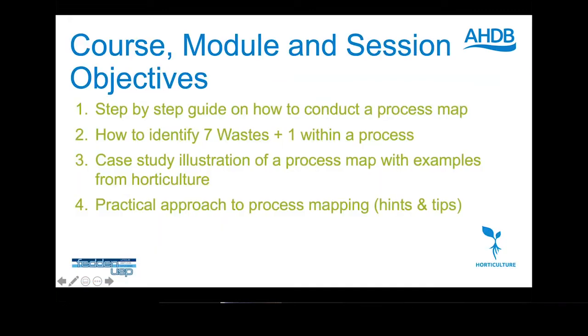Just a bit of a reminder of the course itself and the objectives of what we're trying to do. So basically, we're going to give you some practical hints and tips as to how you can carry out productivity improvements within your businesses. And what we're going to do is break that down today with a step-by-step guide on how to do a process map, then how you use the process map to identify the 7 wastes plus 1, or 7 W's plus 1, which is what you covered last time with David.